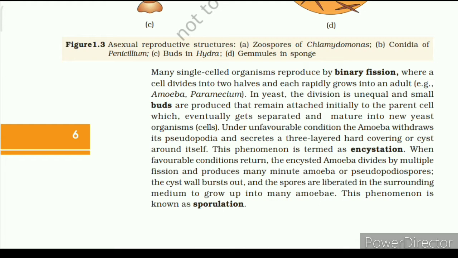When favorable conditions return, the encysted amoeba divides by multiple fission and produces many minute amoebae or pseudopodiospores. The cyst wall bursts out and the spores are liberated in the surrounding medium to grow up into many amoebae. This phenomenon is known as sporulation.